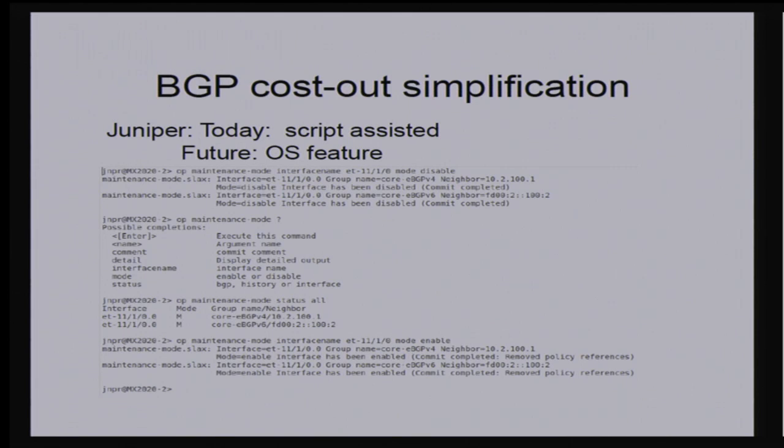In this context, it means to take it out of production. And then you could see it takes both the v4 and v6 neighbor out of production. And then similarly, you enable it, bring it back in production. In the longer term, we're looking to implement this as an OS feature, but just to get this out the door, we went with the script method first.